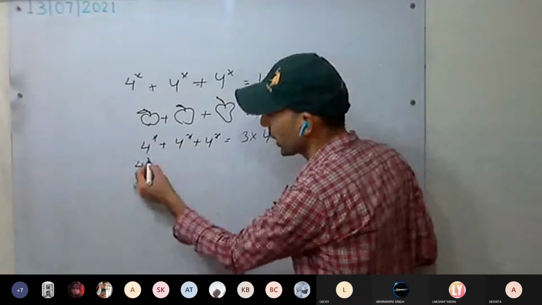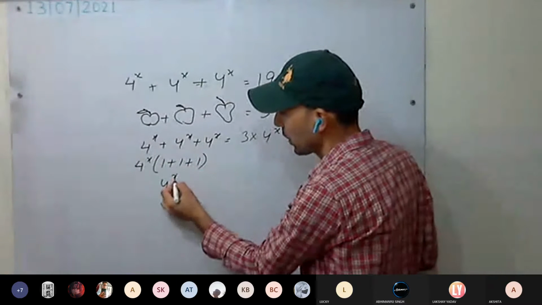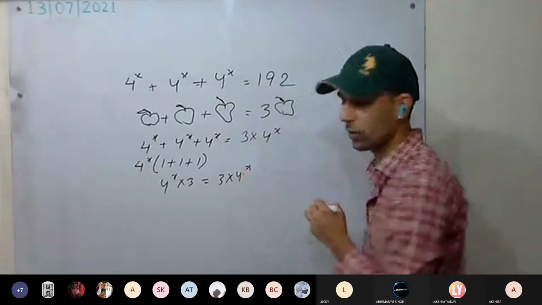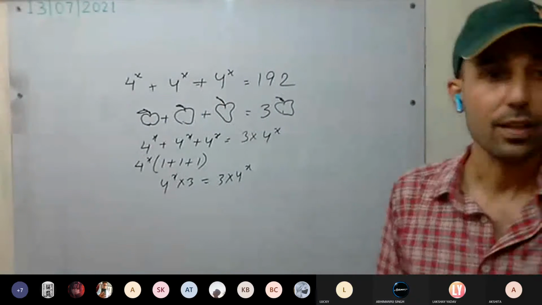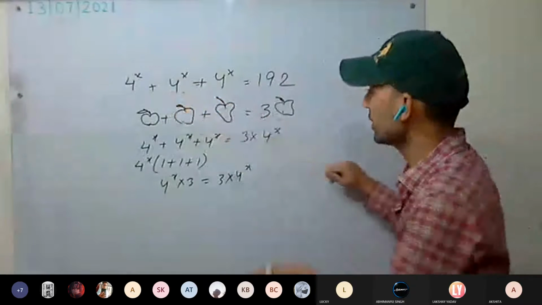Or you can do it like this. 4 raised to power x you take common, 1 plus 1 plus 1. 4 raised to power x into 3. Or we can write 3 into 4 raised to power x. Yes or no? Have you understood this one? Any way you can do.